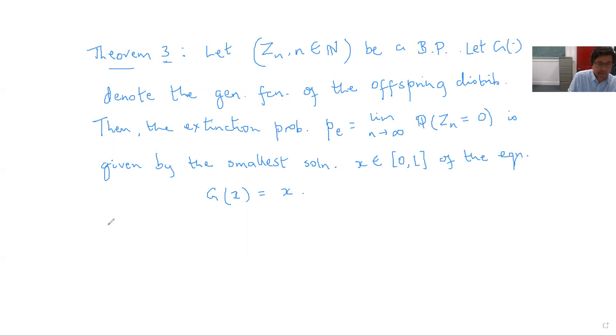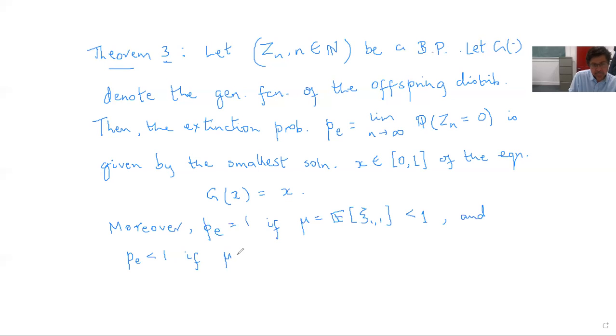Okay, and moreover, we can say something about the solution. The extinction probability is 1 if the mean of the offspring distribution is smaller than 1. We saw this already. If the mean number of offspring is smaller than 1, then extinction is guaranteed. And we will show that if the mean number of offspring is bigger than 1, then this extinction probability is strictly smaller than 1.